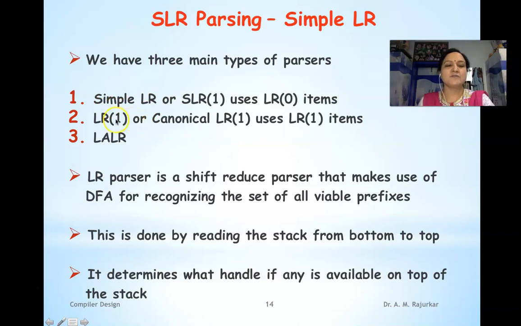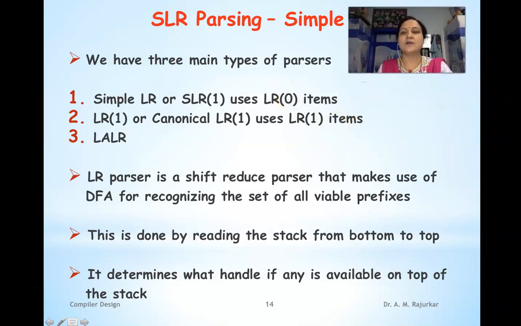The second type of parser we have just seen is the LR1 parser, which uses one lookahead. It is also called the CLR parser or canonical LR1 parser, and it uses LR1 items. So there are two types of items: the LR0 item and the LR1 item. The LR0 item is used in the SLR1 parser, and the LR1 item is used in the LR1 as well as the LALR parser.